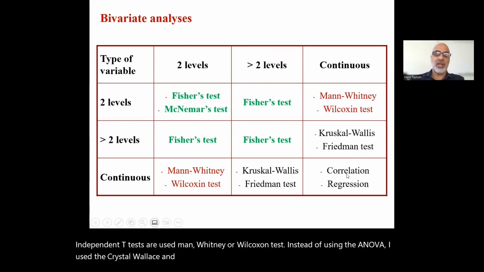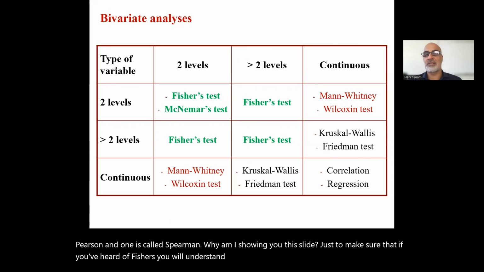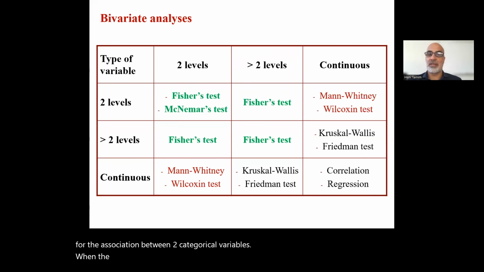And for the correlation, we have two types of correlation. One is called Pearson and one is called Spearman. Why am I showing you this slide? Just to make sure that if you've heard of Fisher's, you will understand that Fisher's test is a test that's used to get a p-value for the association between two categorical variables when the non-parametric is used.